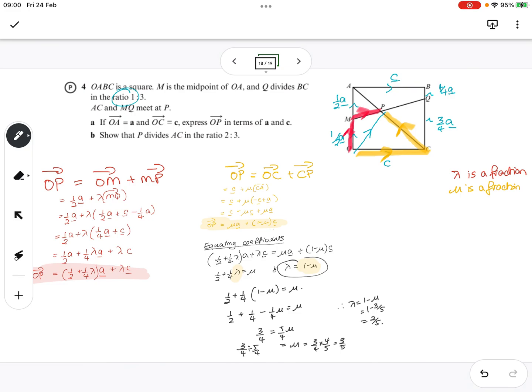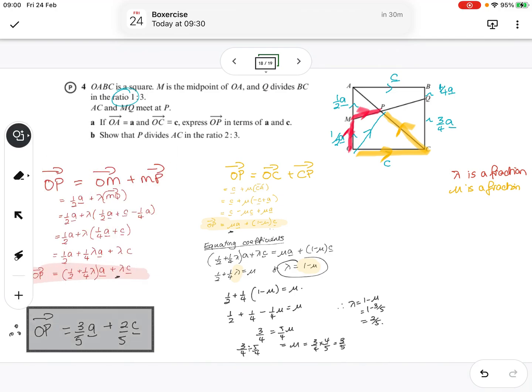Okay, so if we wanted to find OP, we now go back to our OP. So OP must equal, and I'm being lazy now, I'm going to go to the easy one, mu, which is 3/5, so 3/5 A plus, and this one's just lambda, so that's 2/5 C. Okay, now this is where we find out whether we've done it right or not, because that last bit will be working out whether our fractions are correct.